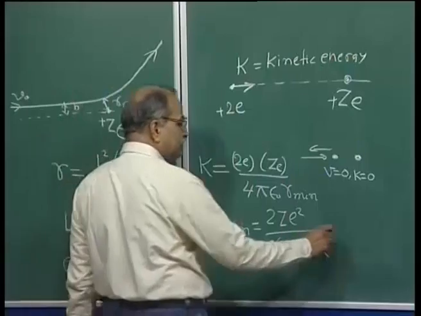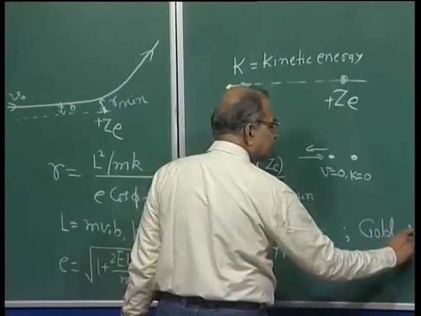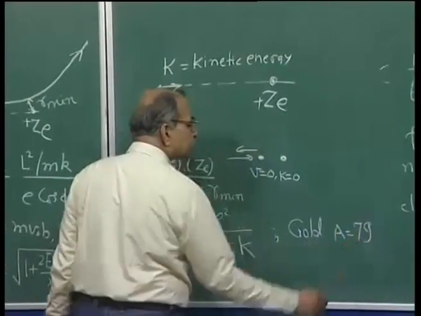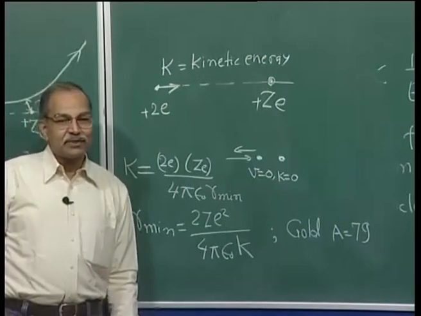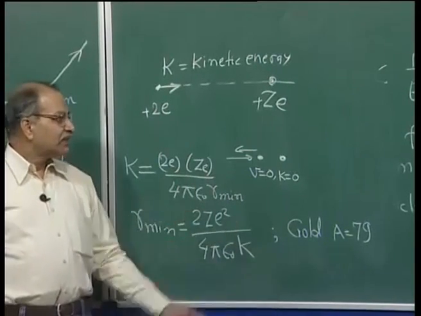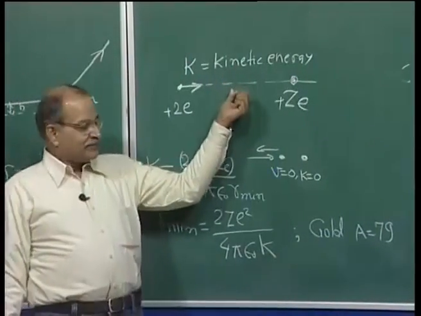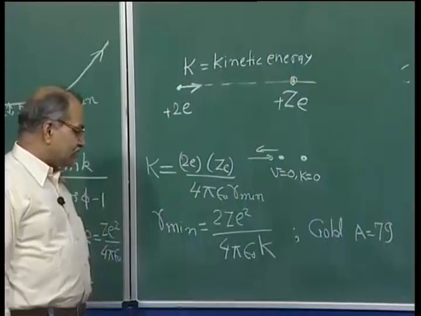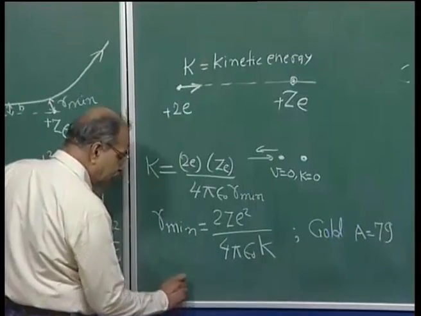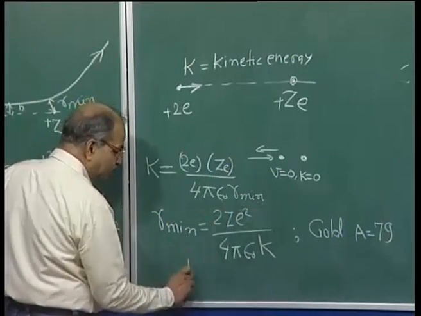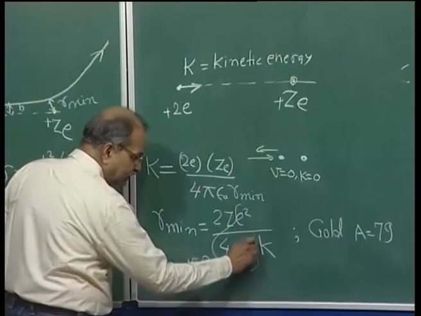So, let us take some numbers. For gold, A is 79, right. It is the famous gold foil experiment, although in that particular paper gold is one of several metal foils that were used by Geiger and Marsden. But anyway, so Z is this, e you know. So, this will be equal to 2 times 79, which is 158, and then e square divided by 4 pi epsilon naught.